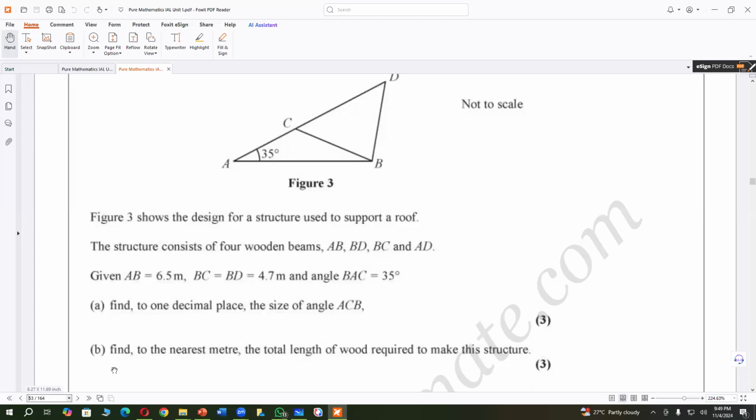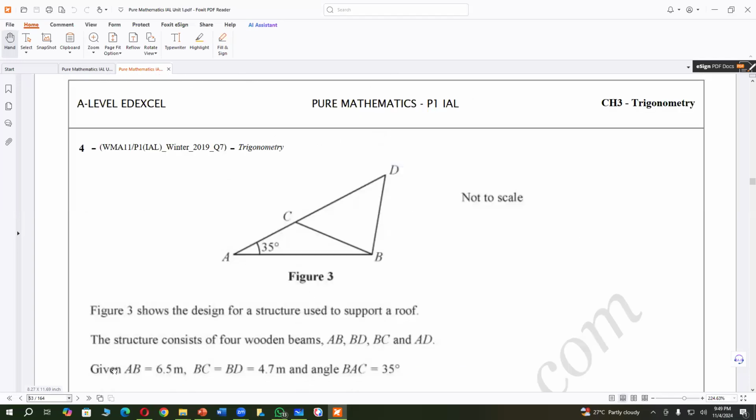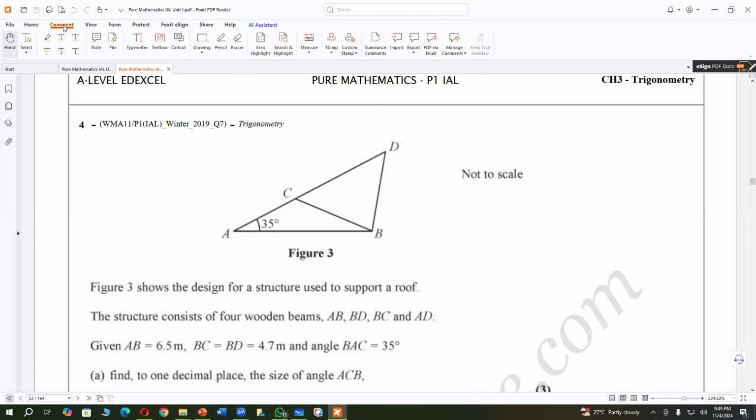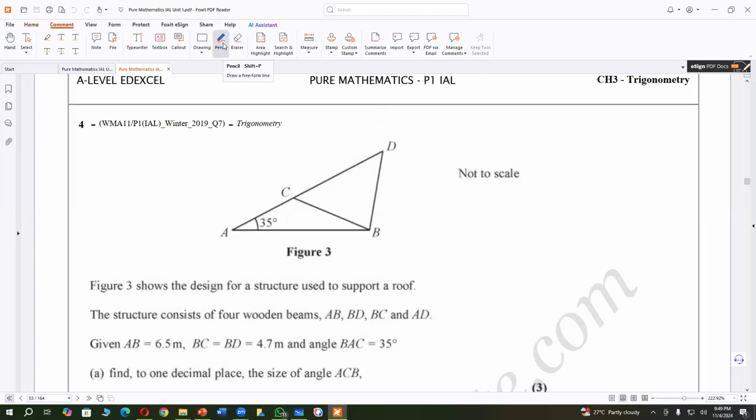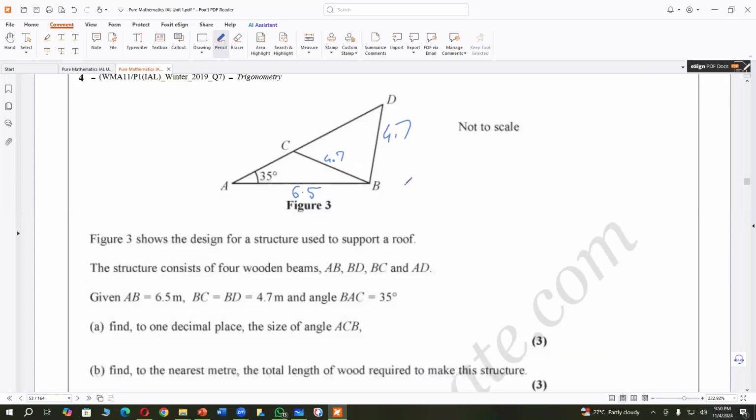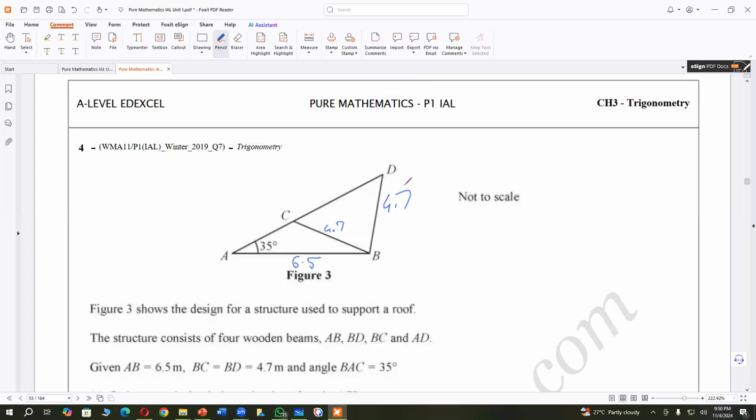The structure consists of four wooden beams. AB is 6.5. BC and BD are 4.7. BC is 4.7 and BD is also 4.7. And angle BAC is 35. Find to 1 DP the size of angle ACB. This is ACB.